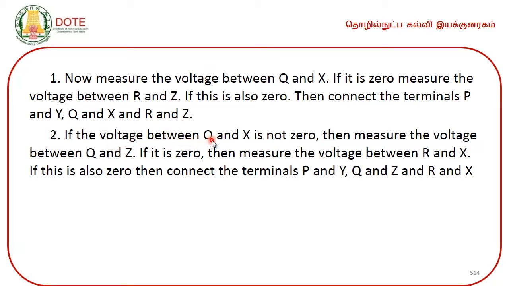If the voltage between Q and X is not 0, then measure the voltage between Q and Z. If it is 0, then measure the voltage between R and X. If this is also 0, then connect the terminals as usual: P and Y, Q and Z, and R and X.